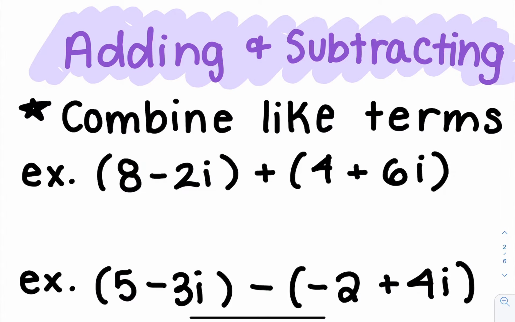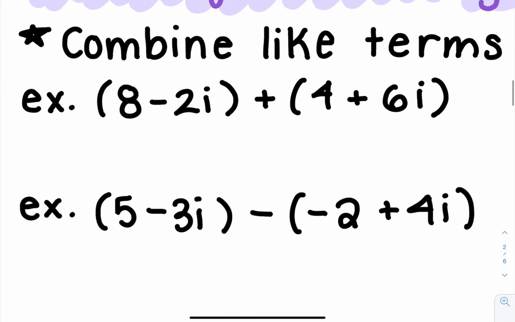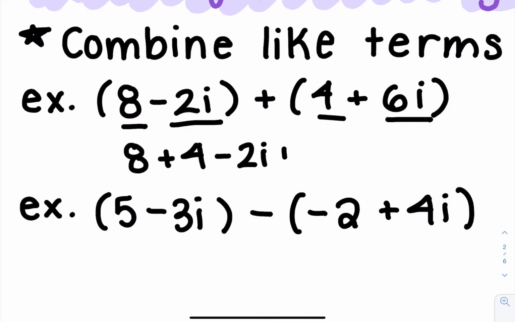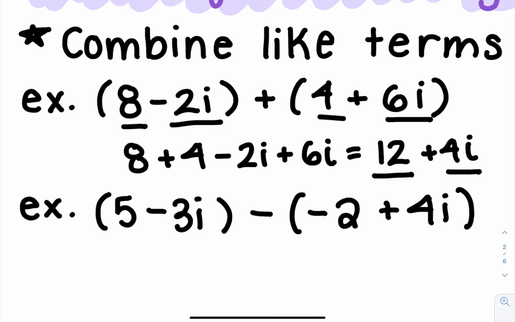For adding and subtracting complex numbers, you have to combine like terms. So if we have 8 minus 2i plus 4 plus 6i, what I do is I combine the 8 and the 4. So I say 8 plus 4, and then I combine the -2i and the 6i. So I can say minus 2i plus 6i. Now I just combine like terms. So 8 plus 4 is 12, and -2i plus 6i is plus 4i. I always write my final answer as having my real part first and then my imaginary part. So here is our final answer.